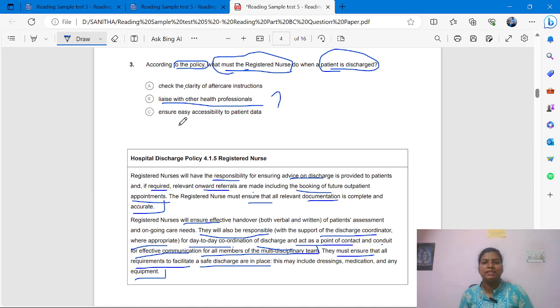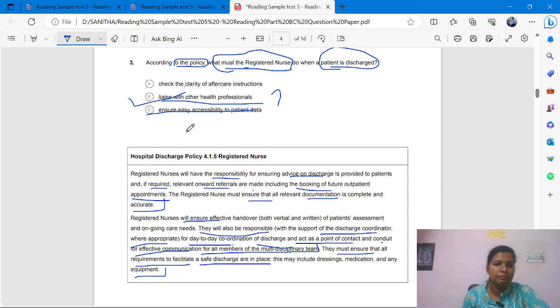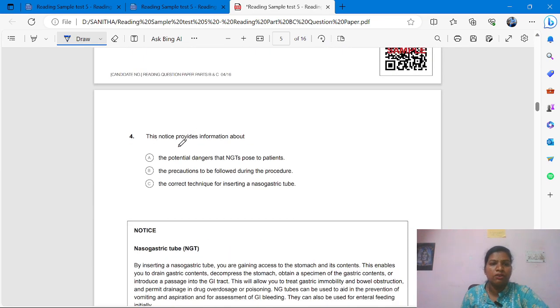Ensure easy accessibility to patient. Is it saying registered nurse must ensure easy accessibility to patient? No, it is not saying anything. Then what will be the answer? So B is the correct answer. So are you getting the answer? Here is the answer. B is liaises with other health professionals. The nurse must liaise with other health professionals.